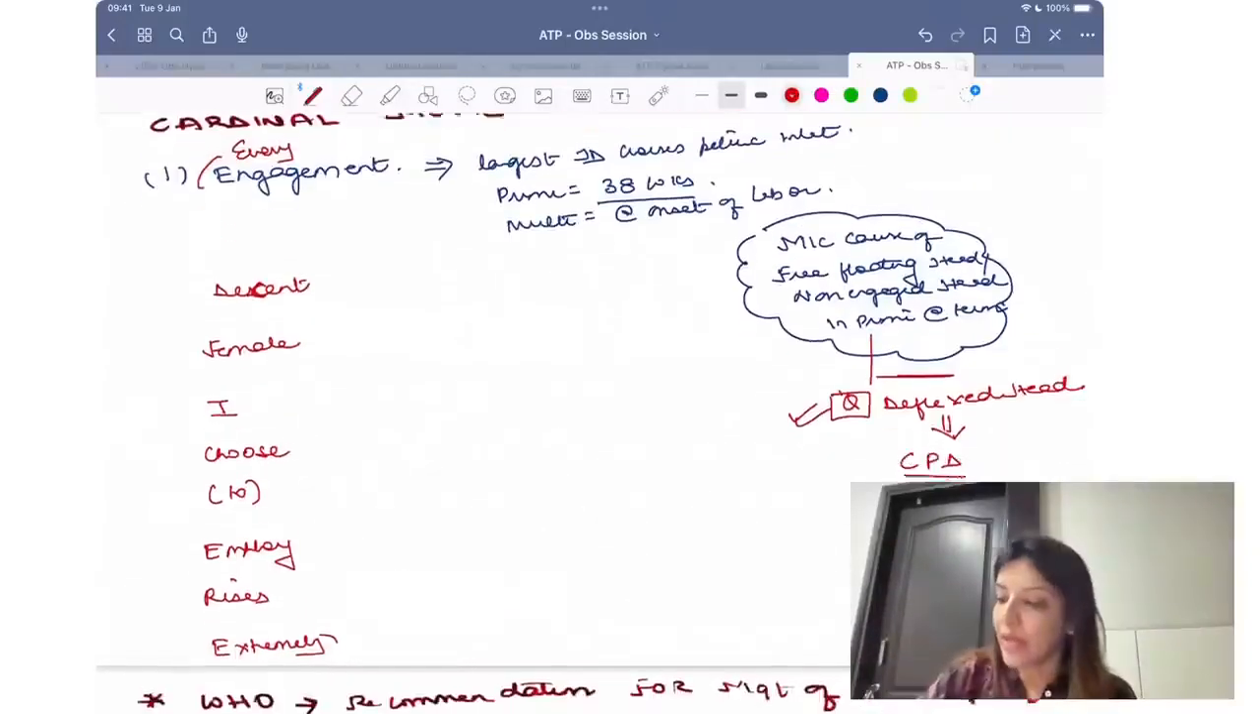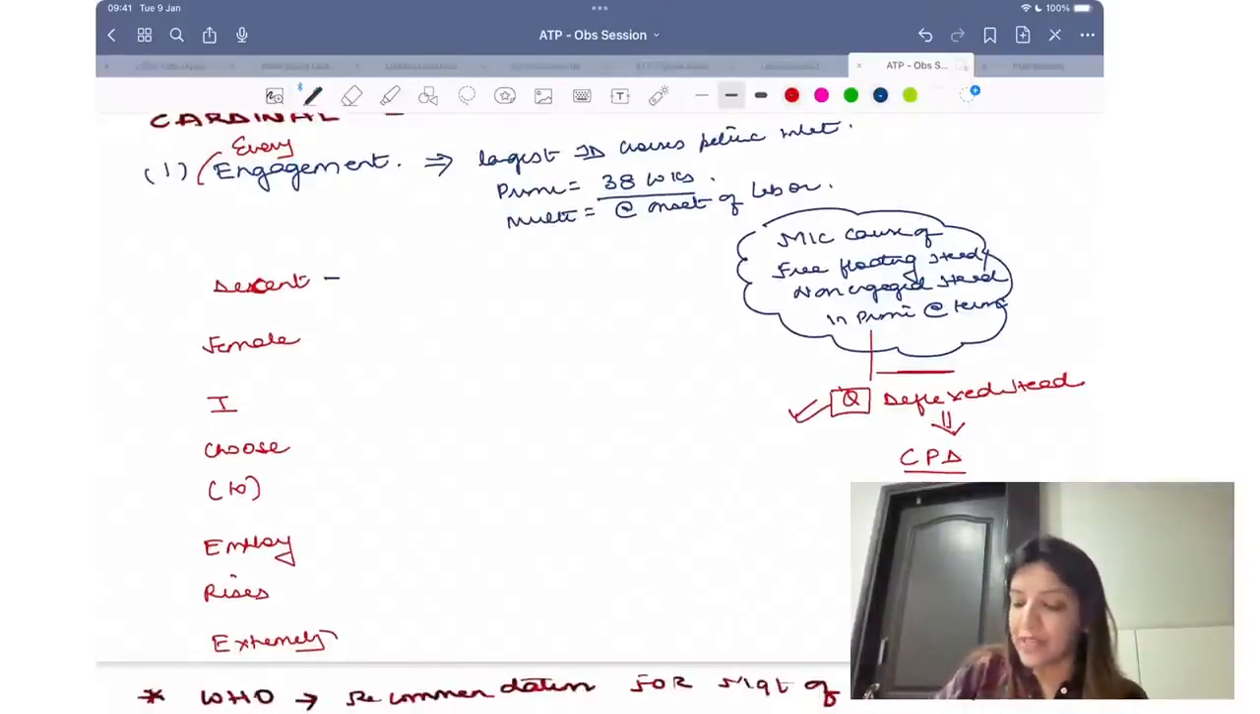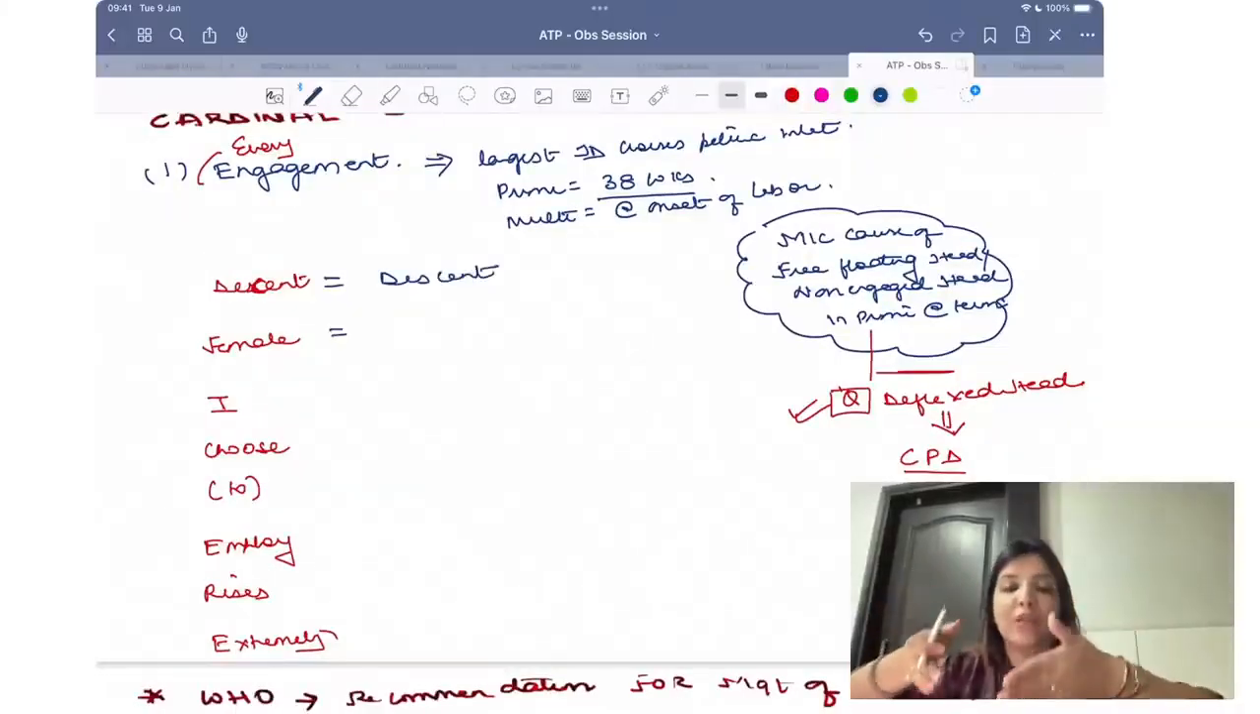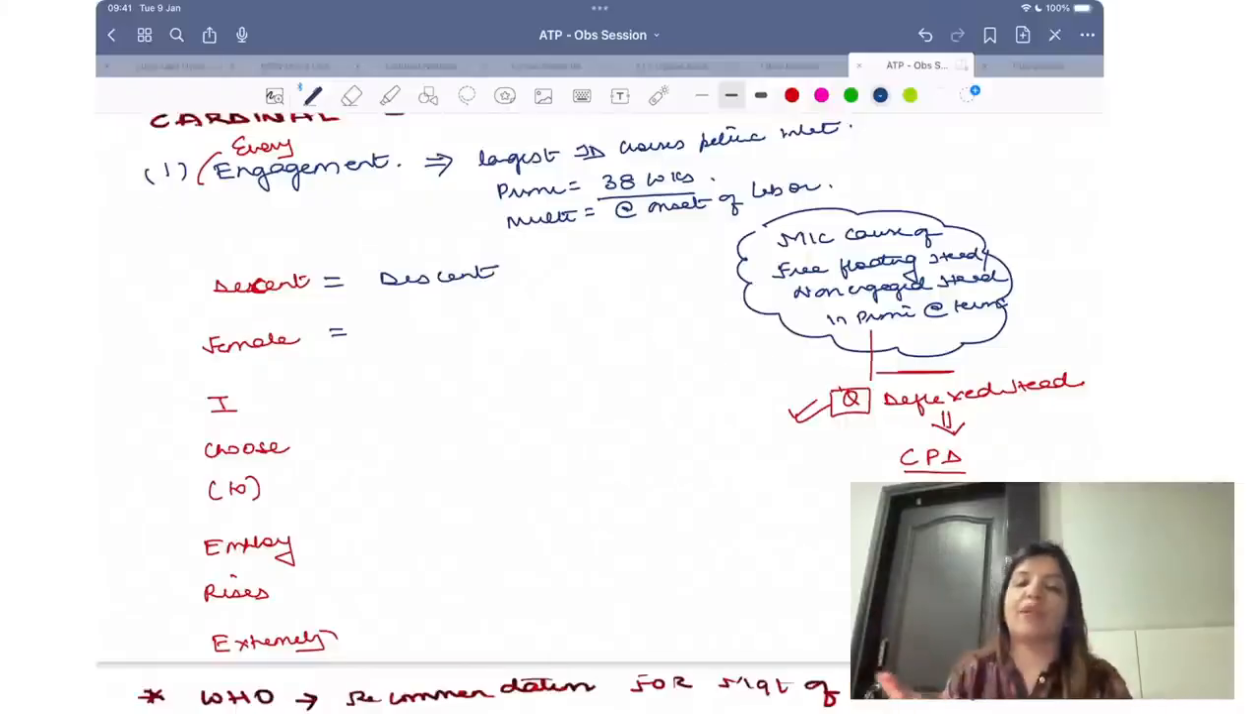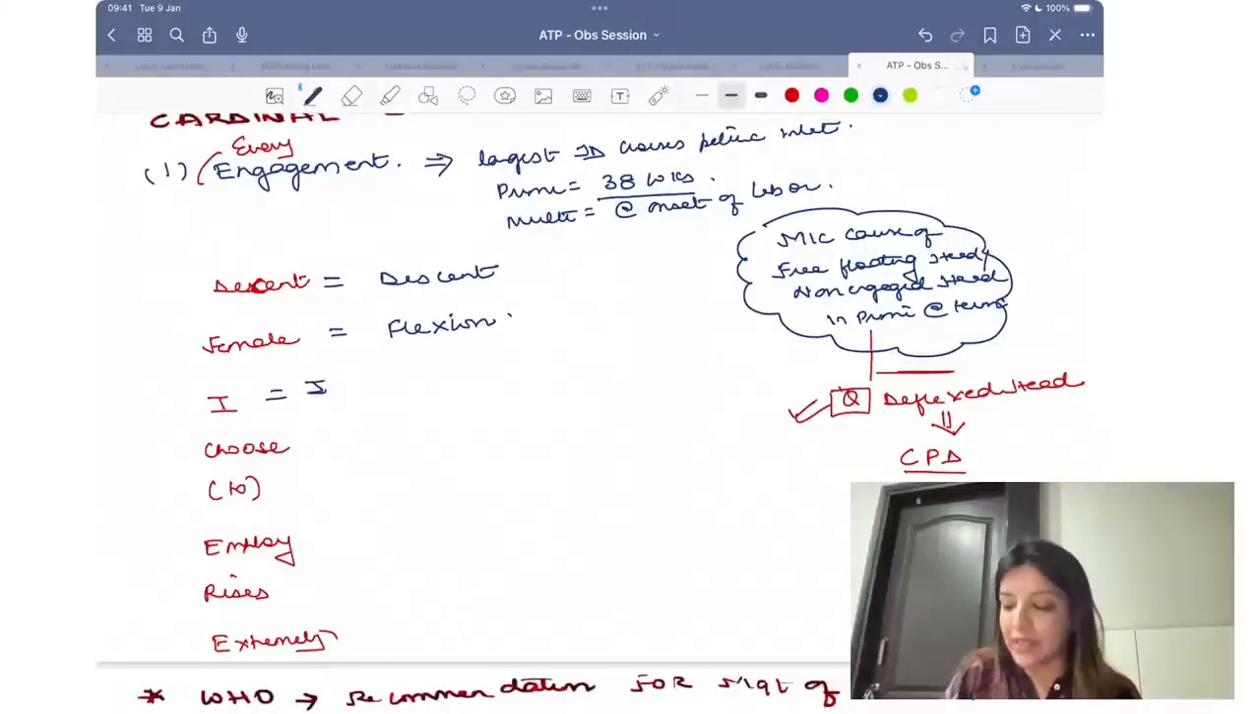Now, every descent comes with descent. As soon as the head of the fetus comes down, with descent it will meet the levator ani muscle. The levator ani muscle will push it due to recoil of the muscle. There is going to be flexion. Then there is going to be internal rotation.